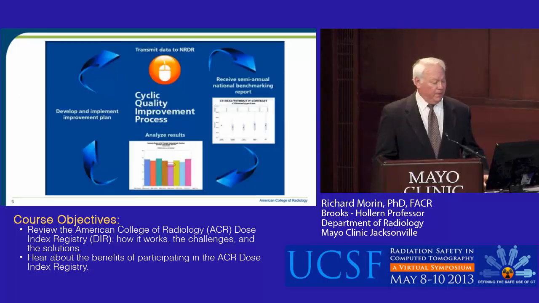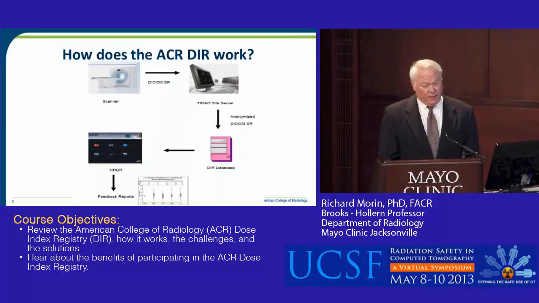The whole process then is shown here. First of all, data are taken from the scanner, and then they are transmitted to the DIR. Then benchmark reports are produced, and the facility can compare their data to other places, perhaps in their state, their city, the world, or the nation, the whole registry.